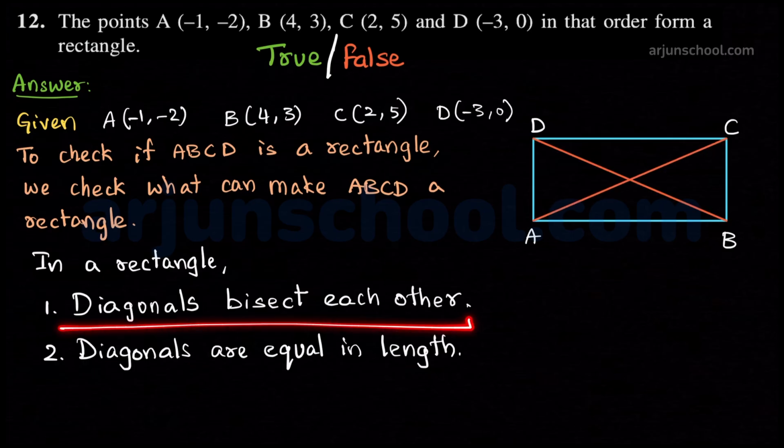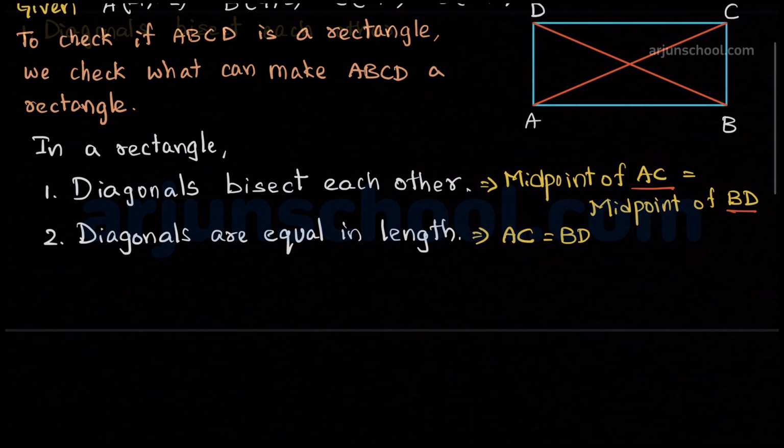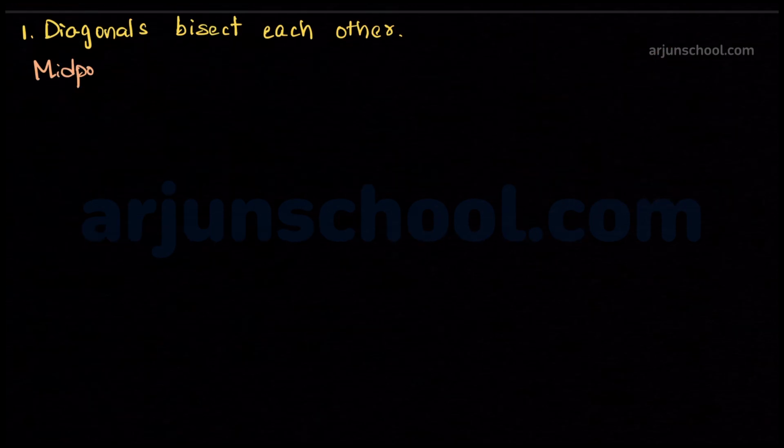What does diagonals bisect each other mean? It means the midpoint of diagonal AC must be equal to the midpoint of diagonal BD. Diagonals equal in length means the length of diagonal AC must be equal to the length of diagonal BD. Now let us check the first property.